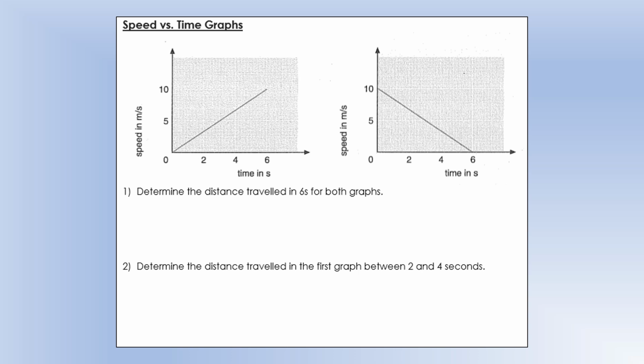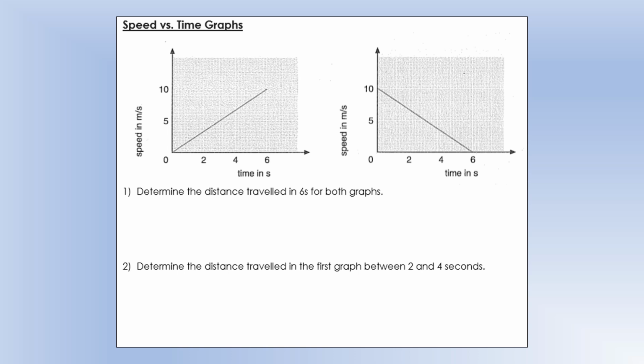Alrighty, so in this video we're going to take a look at some practice problems using speed versus time graphs. What that means realistically is we're going to be calculating distance travelled using the area, and we're going to be calculating acceleration using the gradient. Okay, so the first question, determine the distance travelled in 6 seconds for both graphs.